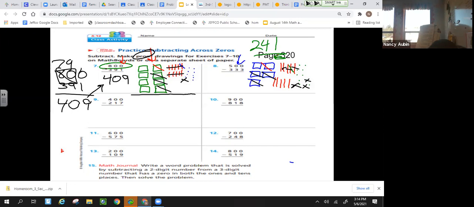1, 2, 3. What do we end up with, Ellie? 160. 100s left. There's 5 plus 1, 6. And then 1, 2, 3, 4, 5, 6, 7, I think. Yeah. I got 7. Right? 167. I even did the problem. So again, what is that called? A proof drawing.